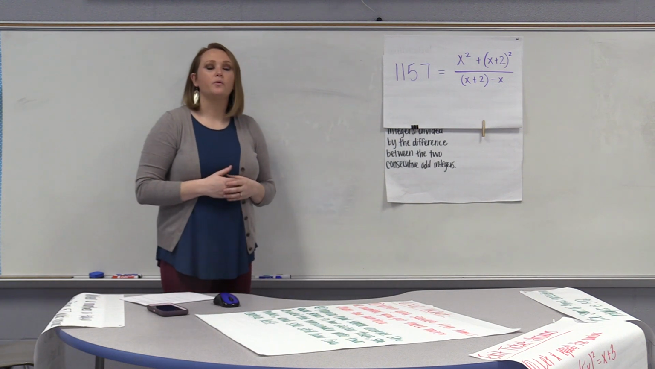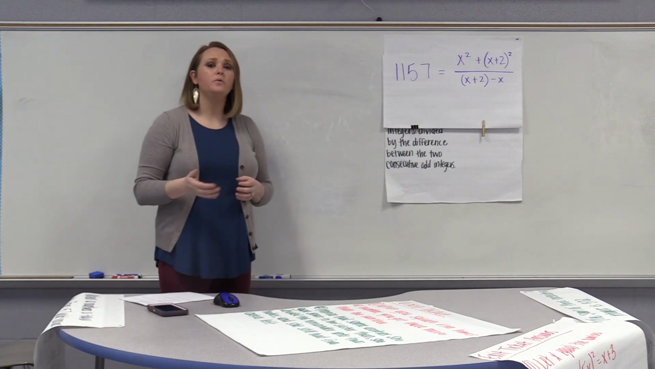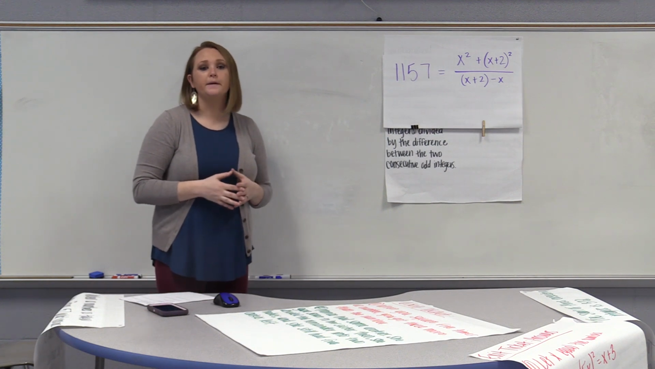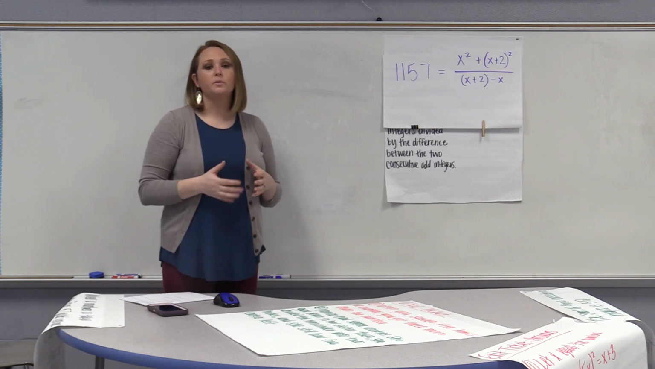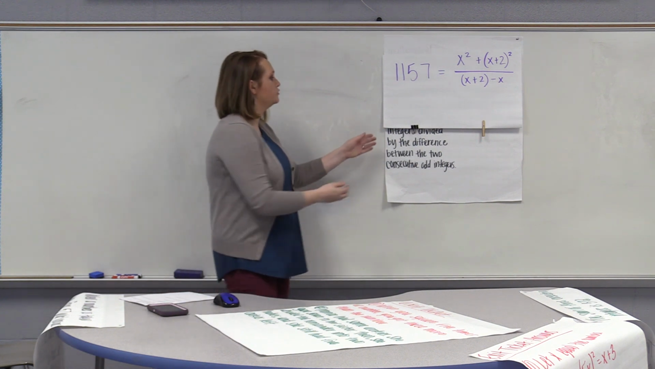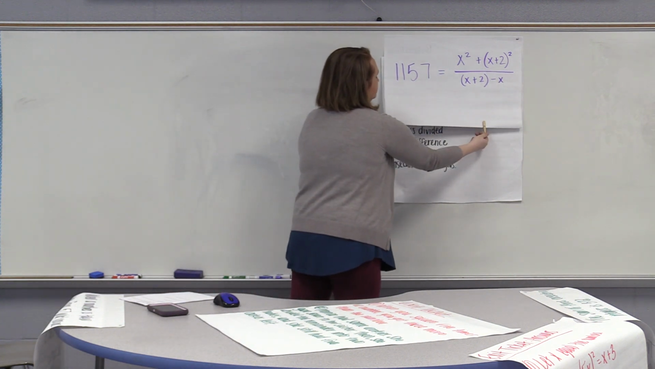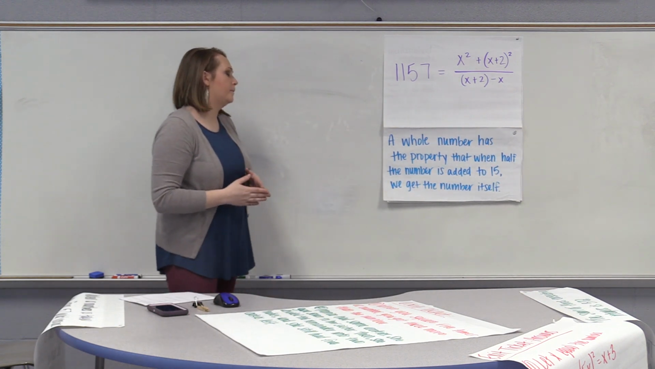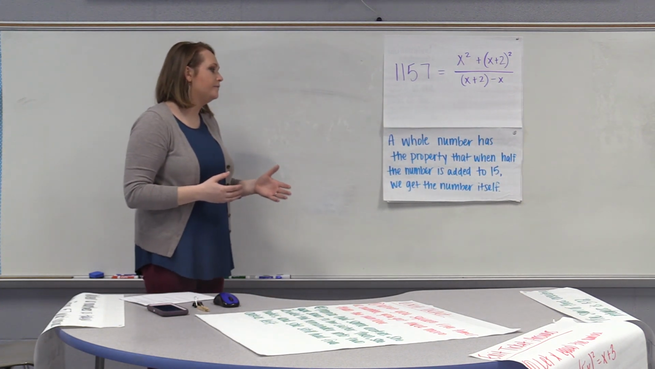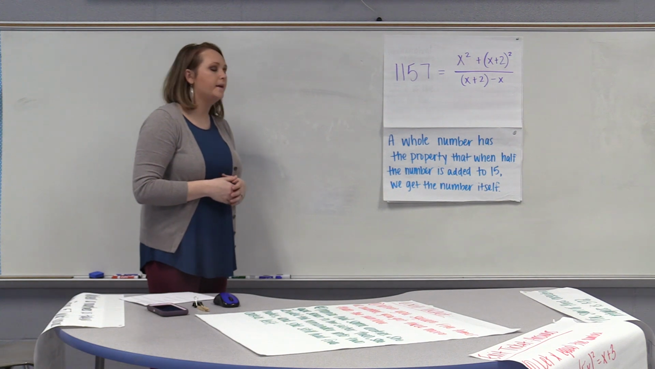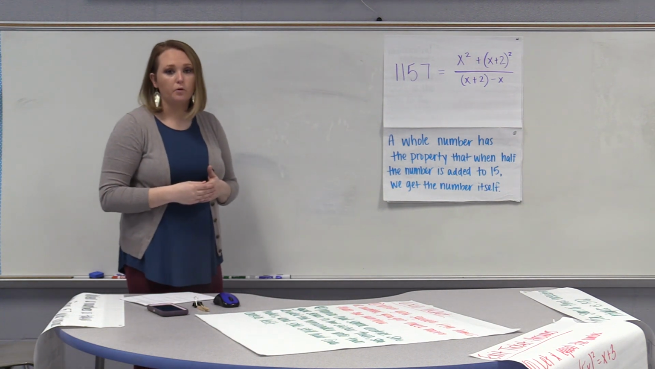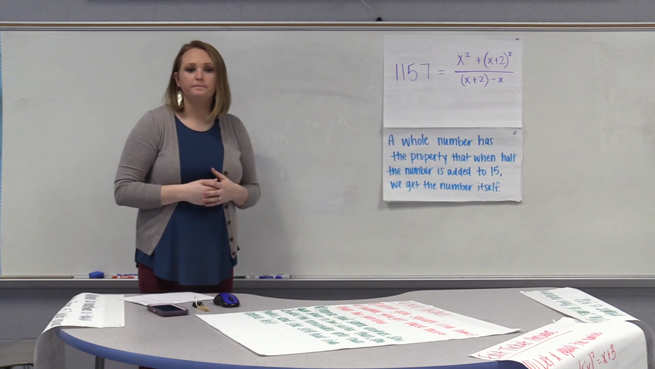Let's look at 3 examples. While you are watching, follow along on your own paper or other note-taking device. Example 1. Here's the statement we want to express using symbolic language. A whole number has the property that when half the number is added to 15, we get the number itself. First, we define the variable. Let x be the whole number.